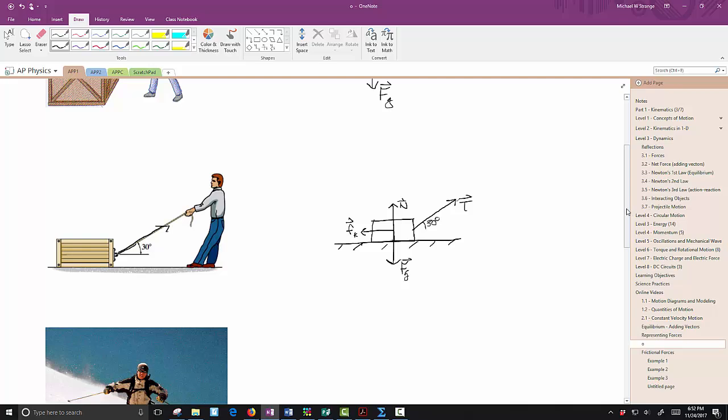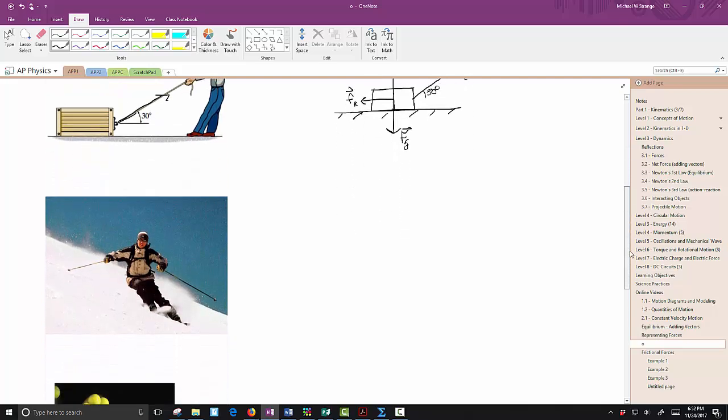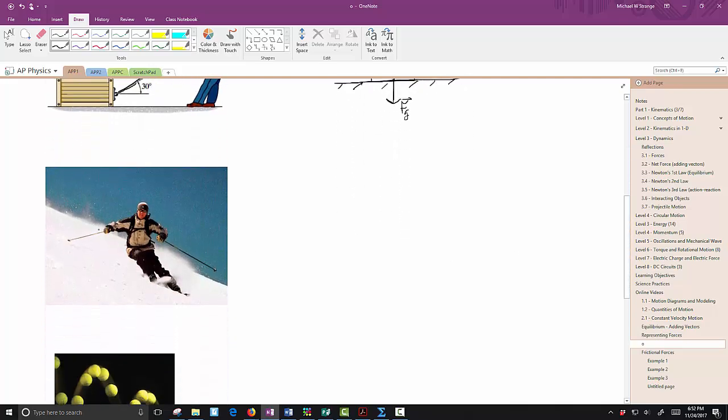All right, let's look at something a little bit more complex. We have a skier going down a slope. The slope is at some angle. We don't know what it is, but we have this skier. Let's just say the skier is a blob. We know that there's some weight, so we have some gravitational force coming straight down. Gravitational force is always straight down.